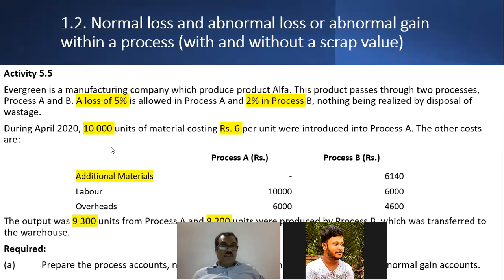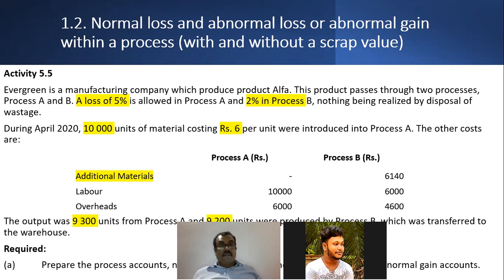Here again we assume that when 10,000 units are introduced, there is a 1:1 ratio between input and output units. Normal loss 5%, so 500 is the normal loss. Expected output is 9,500, but we have produced only 9,300. Then there is an abnormal loss of 200 in process A. That has to be understood.